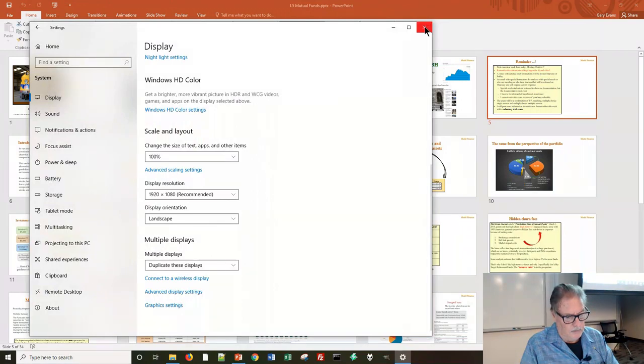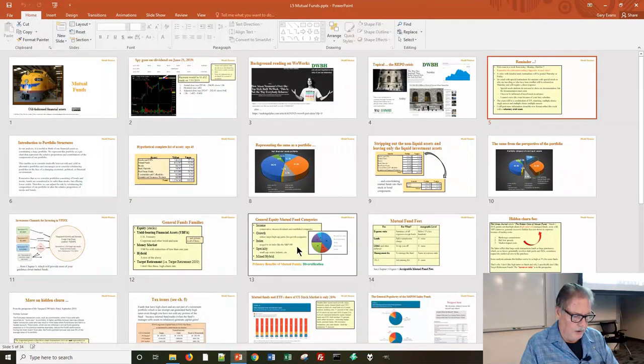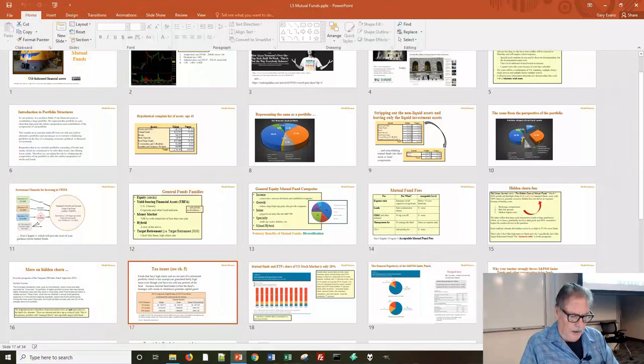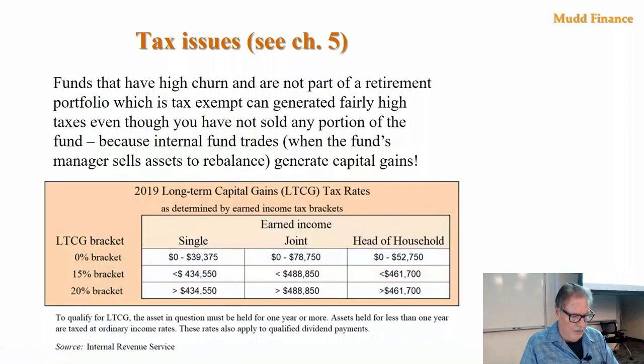Okay. Get everything all set up here, and we stopped on the tax issues, and I had discussed this slide, again making the point, which is sometimes hard to figure out, that mutual funds are sometimes taxed internally in the churn, and so you'll get a tax liability even if you've sold absolutely nothing, if the fund's manager has sold stocks inside the fund. And you'll get a 1099-DIV that will represent that capital gain.